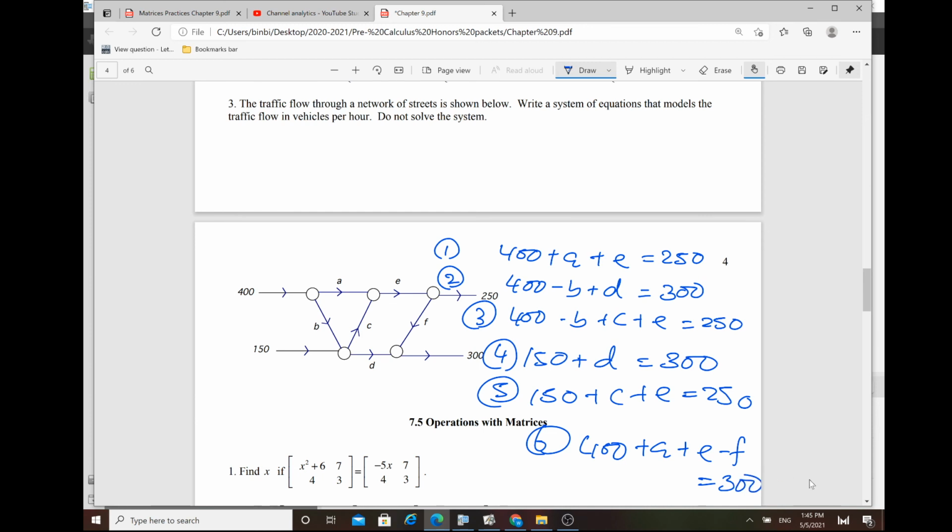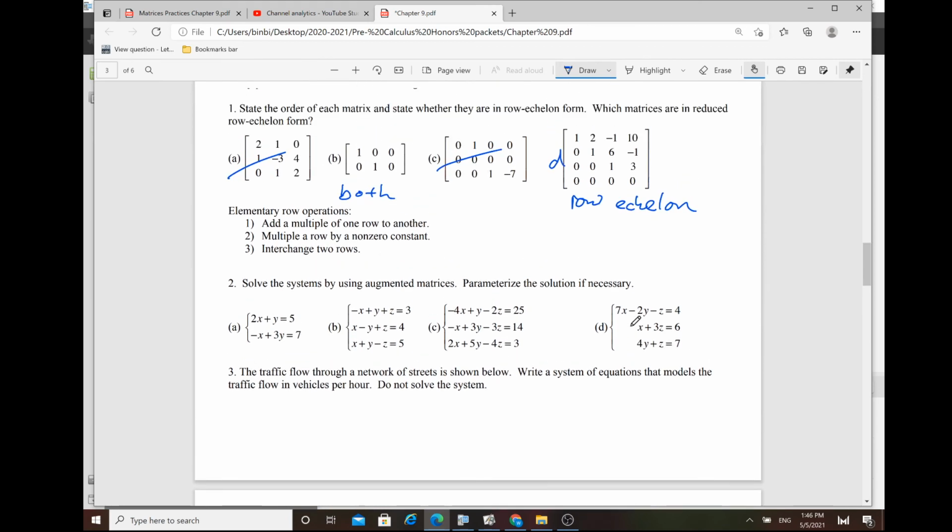Okay, so 6 equations, 6 variables, A, B, C, D, E, and F. So you want to convert each equation to its augmented matrix row. But you need to line up the letters first, alphabetically, from A all the way to F. So once you line up the linear system of equations, you convert that to an augmented matrix. Again, no need to solve the system.